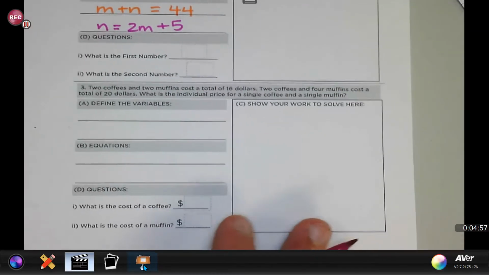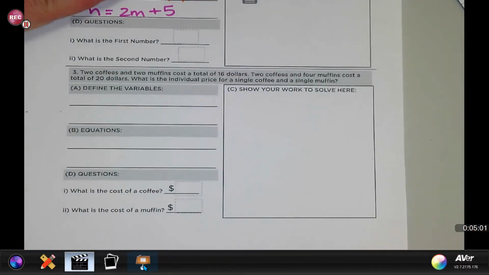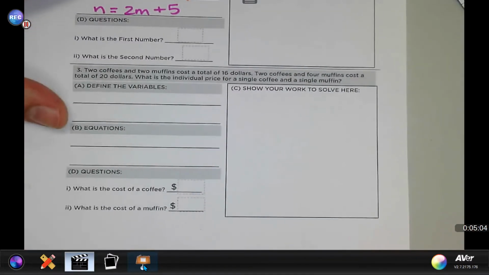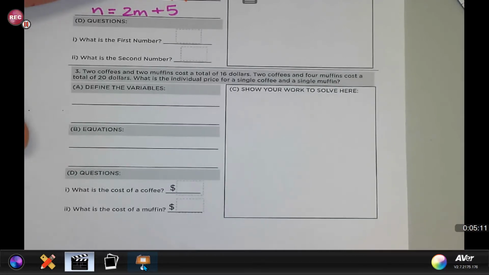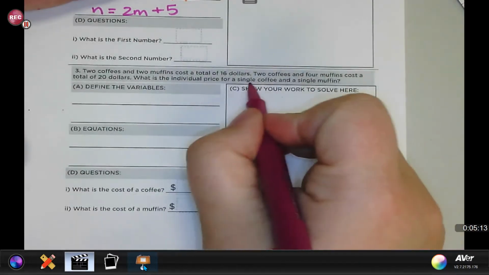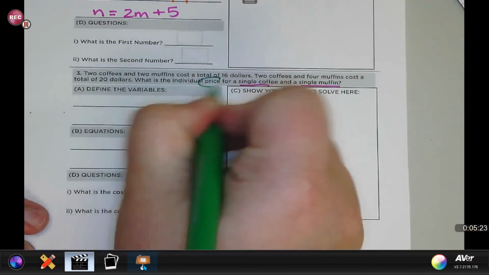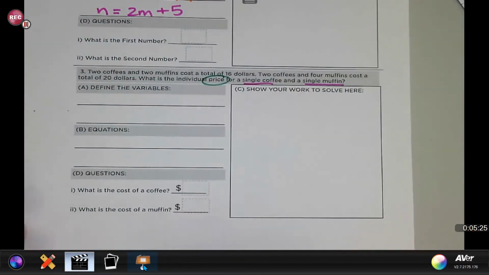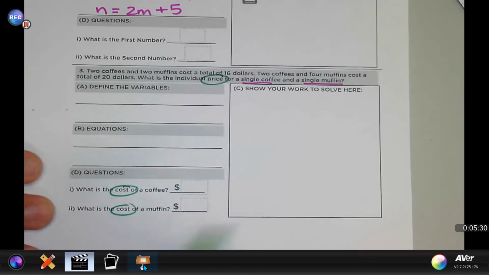And then last but not least, we have 2 coffees and 2 muffins cost a total of $16. 2 coffees and 4 muffins cost a total of $20. What is the individual price for a single coffee and a single muffin? So what I don't know is the cost. What is the individual price or cost of a single muffin? And I would accept either word because you can see down here I wrote cost. What is the cost of a coffee, the cost of a muffin?